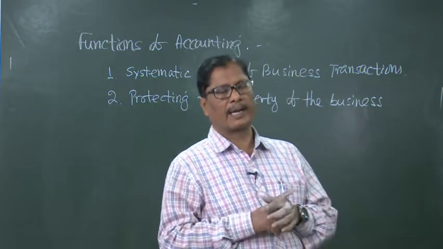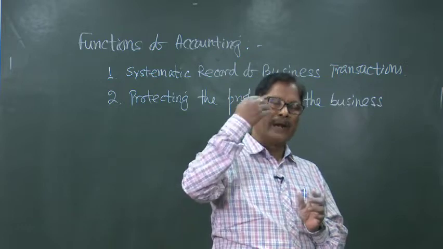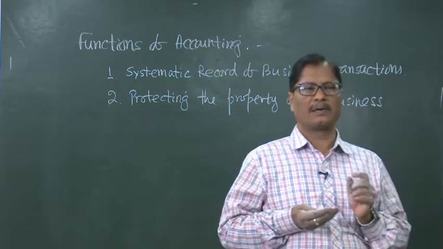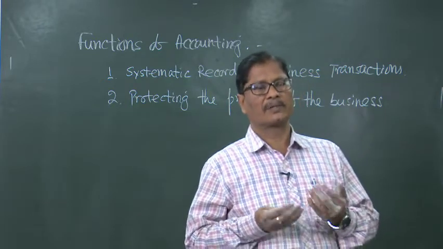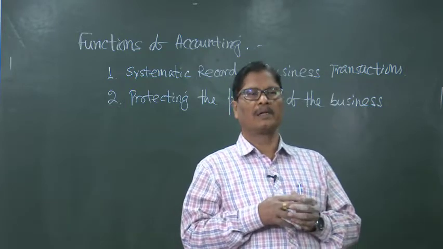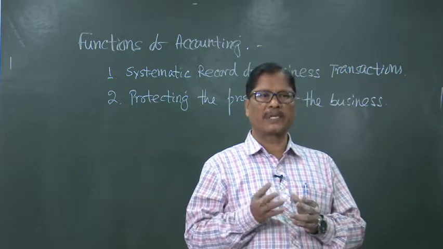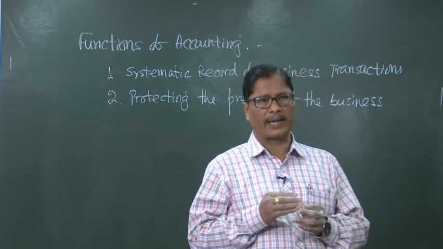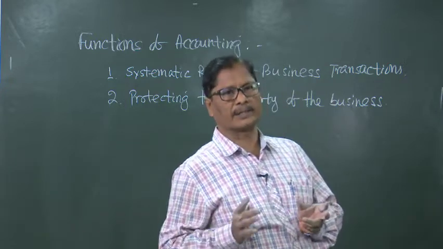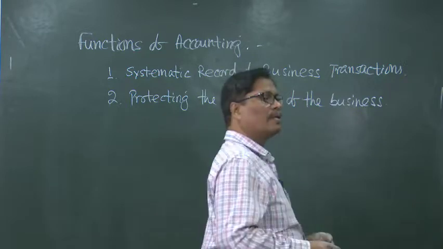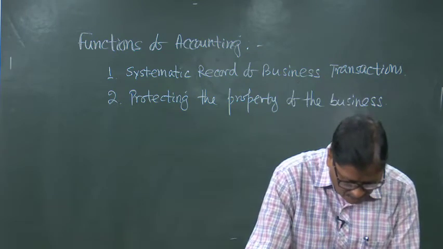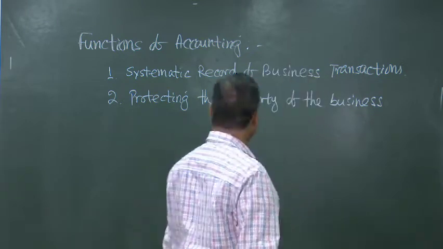Again, when we are maintaining or repairing the fixed assets, that is also being done, because without proper maintenance they will be destroyed or wasted very soon. So, depreciation is provided, maintenance expenses are incurred, repairs are undertaken, all these things are done under the supervision of the accountant. The accountant will write all these things. That is the way in which the property is protected by accounting. Then communicating results to the interested parties.